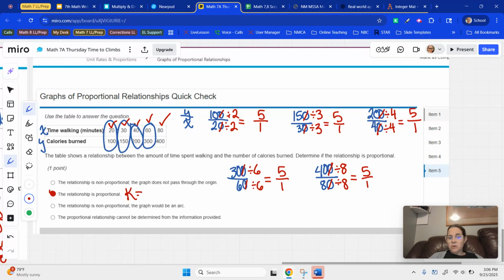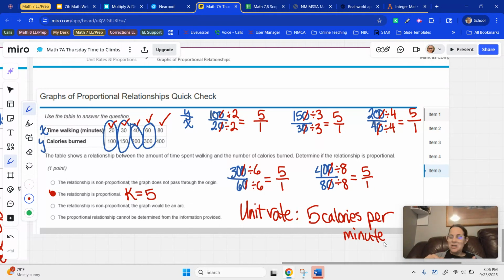They didn't ask me, but I could say that the constant of proportionality is 5. And what I would say here is that the unit rate is 5 calories per minute. That's the amount of energy that this person is burning as they are walking. We could graph this too, and if we graphed it, it would make a nice straight line right through the origin. All right, guys, good luck.